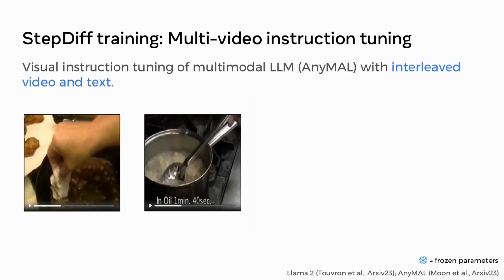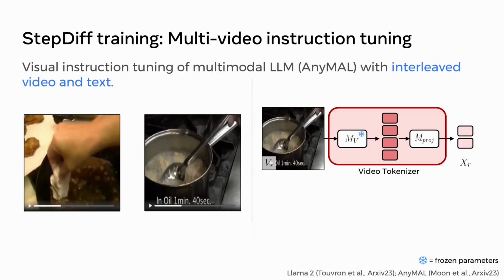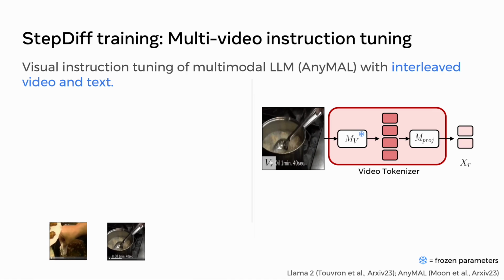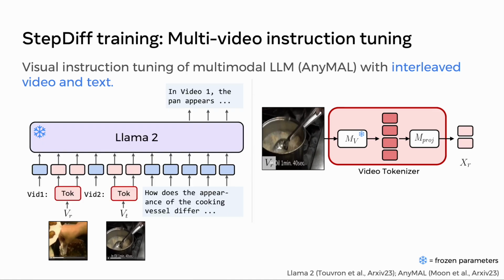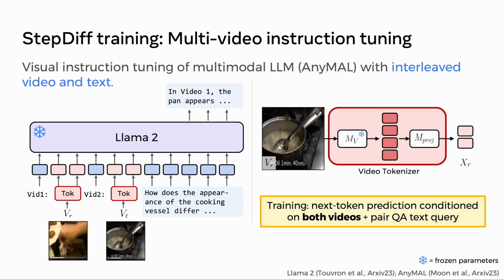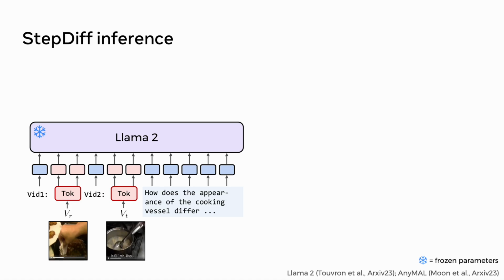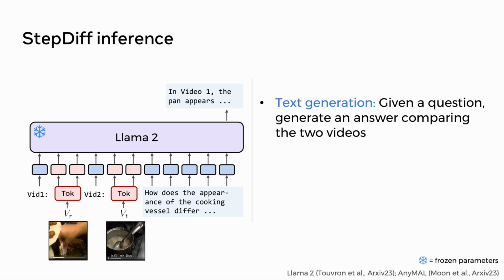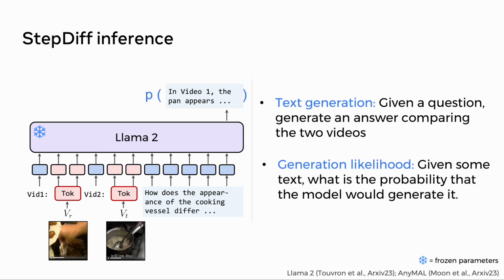We do this using visual instruction tuning of multimodal LLMs. This works by converting each of our videos into a series of features or tokens using a video encoder and then a trainable projection layer. These tokens are then fed into a large language model along with a text specifying which video is which, along with a relevant question in an interleaved fashion. The model is then trained to predict answer tokens conditioned on the question and both the videos. Once trained, the model can take 2 videos and a question and generate the answer as usual, or generate the log likelihood of any particular answer given the pair of videos.